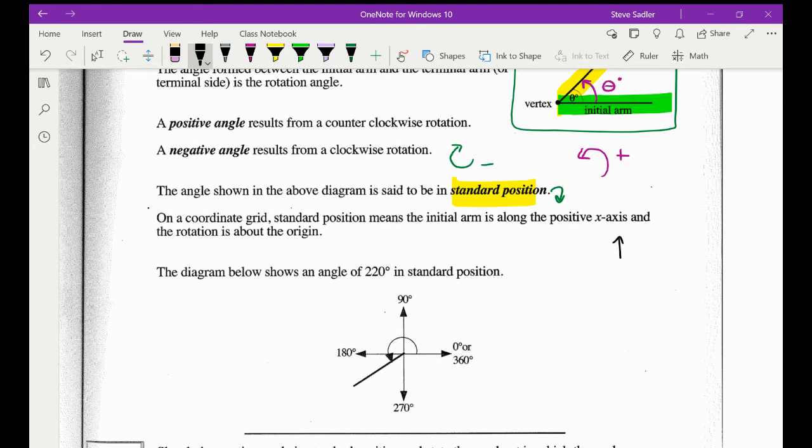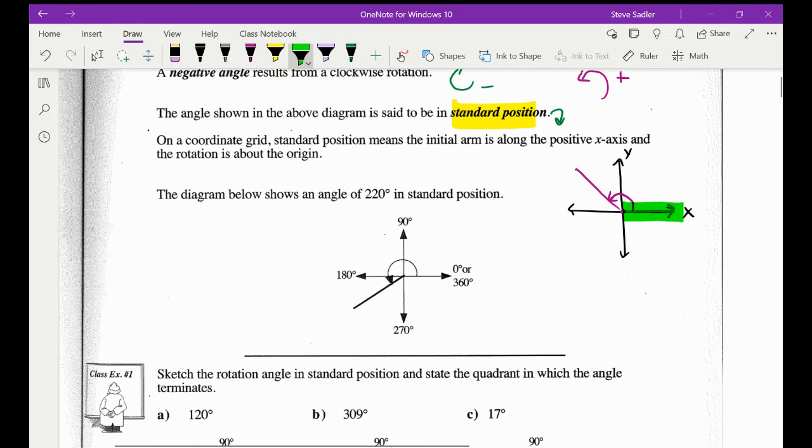So, our XY plot looks something like this, X, Y. If we're looking at an angle in standard position, that means the initial arm is going to be along the positive x side, which is normally where we start when we are looking at angles, unless we're looking at compass bearings. And then the angle is formed by rotating about the origin. The origin's the 0, 0 point. So, for example, if this was our terminal arm, then that would be an angle in standard position. It starts on the positive x-axis, and it rotates around the vertex or around the center.